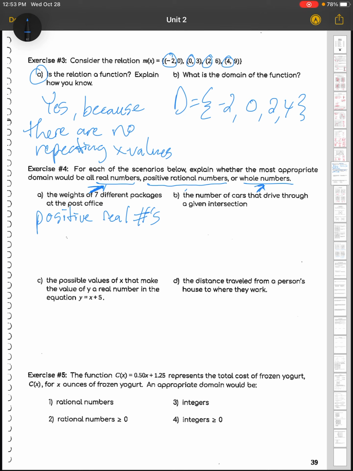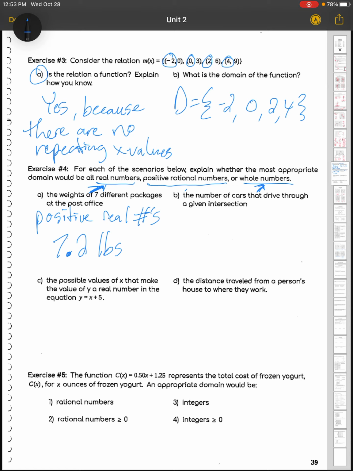It wouldn't be whole numbers because a package can weigh in between whole numbers. It could have a decimal ending. So our only option is positive rational numbers. And again, we could have a package that, let's say, is 7.2 pounds. That would not be a whole number.